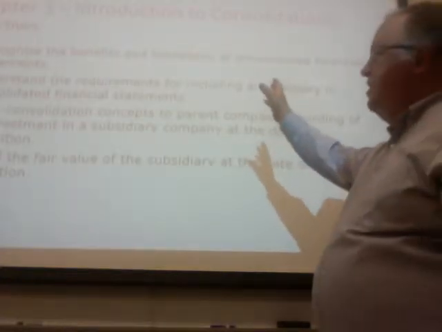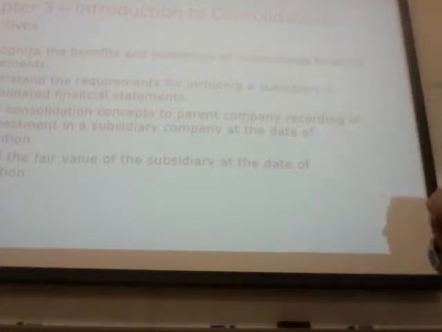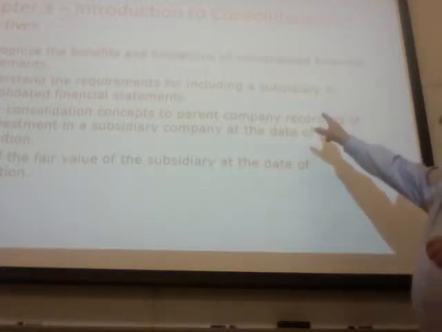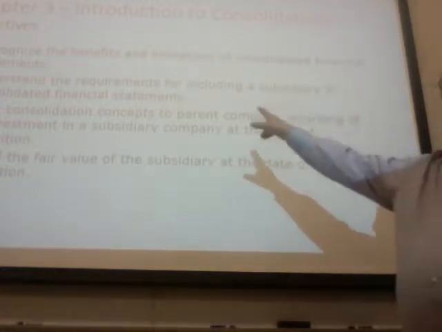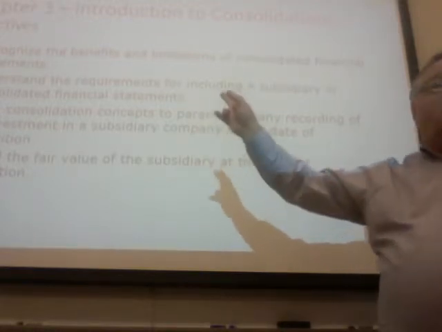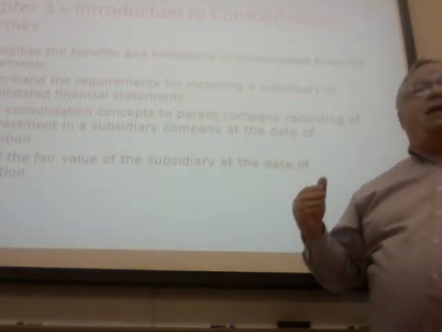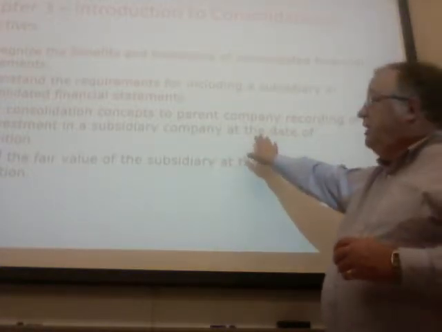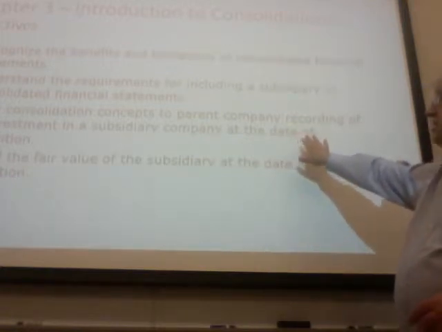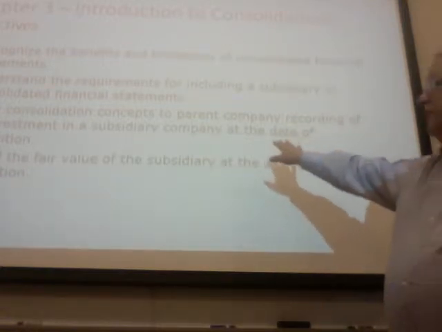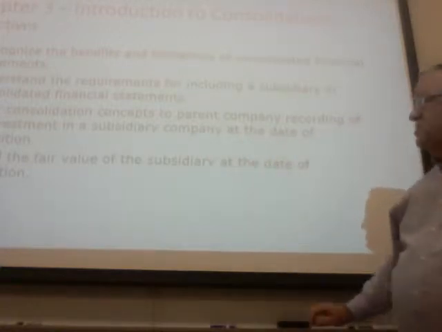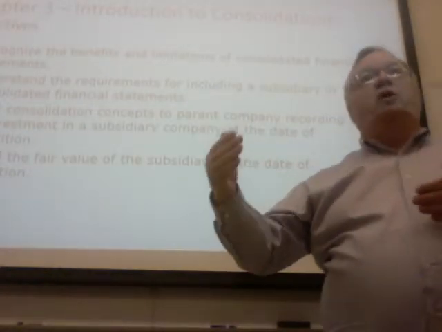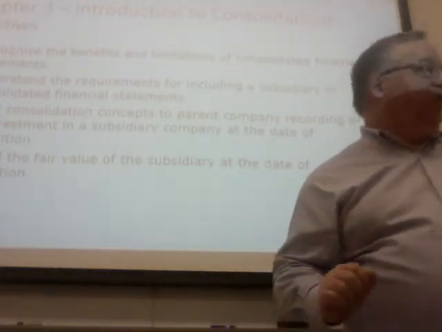So we're going to recognize the benefits and limitations of consolidated financial statements. They have a lot of benefits. They have some limitations. We're going to understand the requirements for including a subsidiary in consolidated financial statements. Simple requirement: a parent may not present its own financial statements without consolidating all subsidiaries that are required to be consolidated. We'll apply consolidation concepts to parent company recording of the investment in subsidiary company at the date of acquisition and recording the fair value of the subsidiary at the date of acquisition. It will very closely parallel what we just talked about with the equity method.